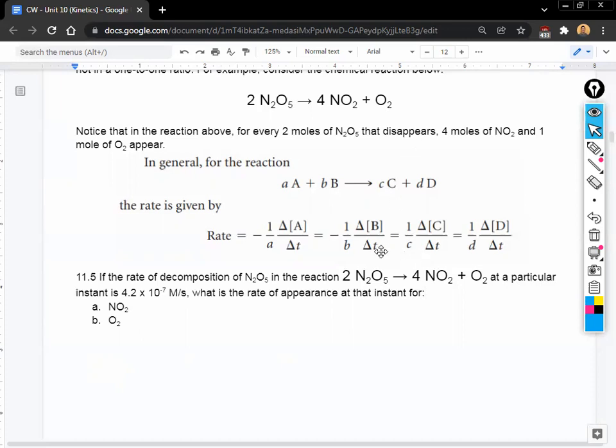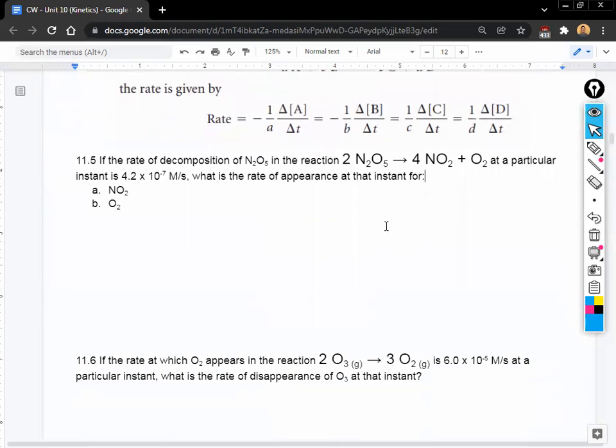Okay, so we'll do a practice problem right here. So let's say the rate of decomposition for this reaction right here. I have the reaction down here too. If we say that the rate of decomposition is 4.2 times 10 to the negative 7 molarity per second, what is the rate of appearance for these two? Now I'll do the NO2 with you, and then I'll let you guys do the O2 on your own, okay?